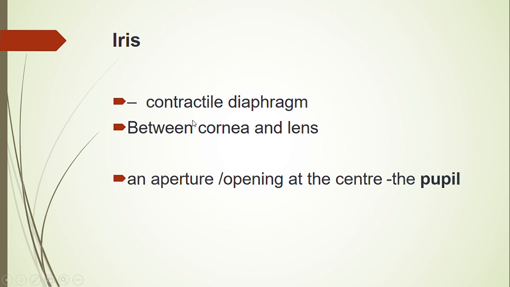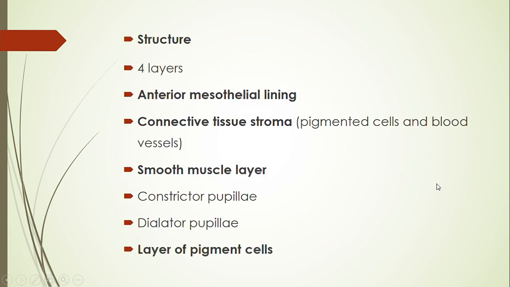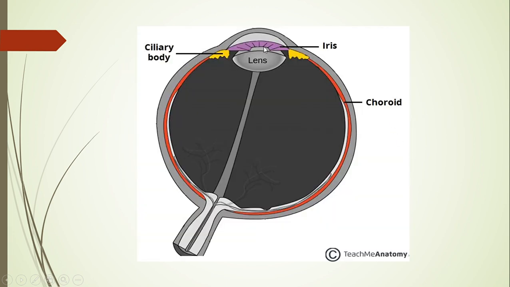The last component of the middle vascular coat is the iris. It's a contractile diaphragm which permits and controls the entry of light. It can be seen between the cornea and the lens. An aperture can be seen at the center, which is named the pupil. An opening at the center, this is the pupil.